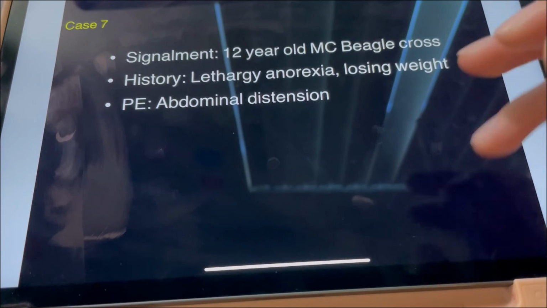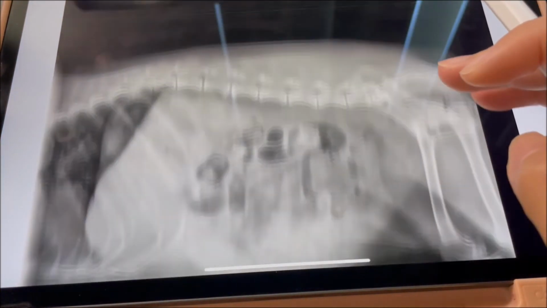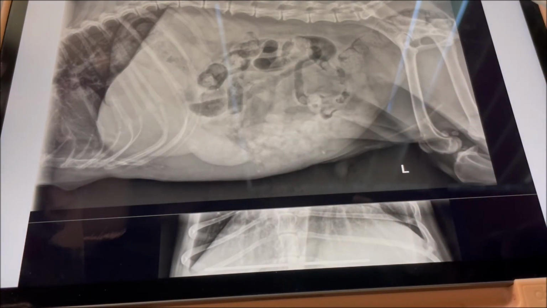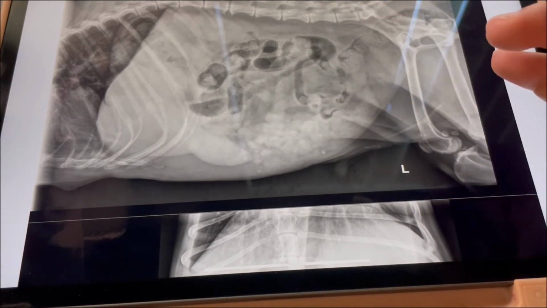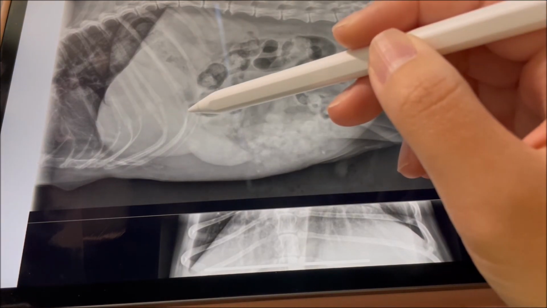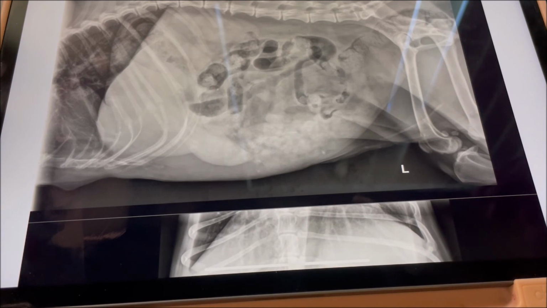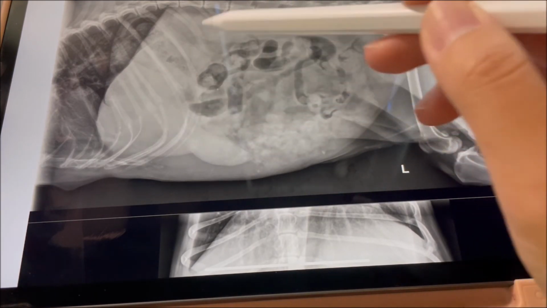Last case, case 7. We have this mottled, cloudy appearance with poor detail in the ventral abdomen. Whenever we see that, think either bacterial peritonitis or carcinomatosis. We also have hepatomegaly. Now, how can we tell that the liver is enlarged? Well, the margins are rounded and it's lost its sharp triangle corners, and also it is extending way beyond the costal arch.